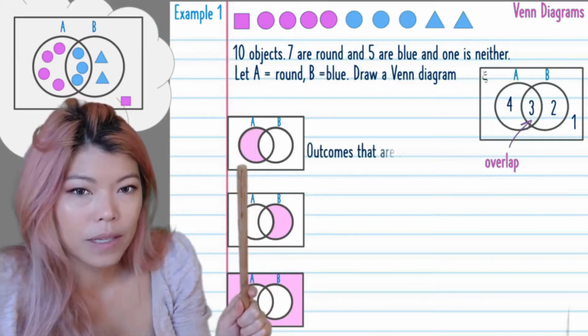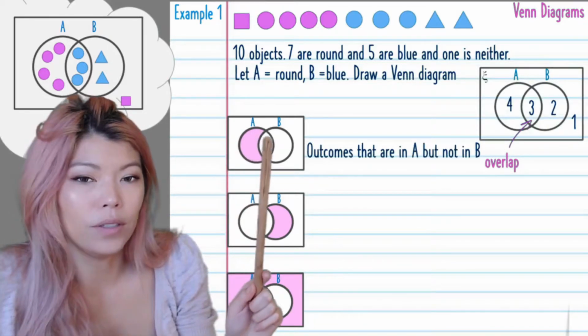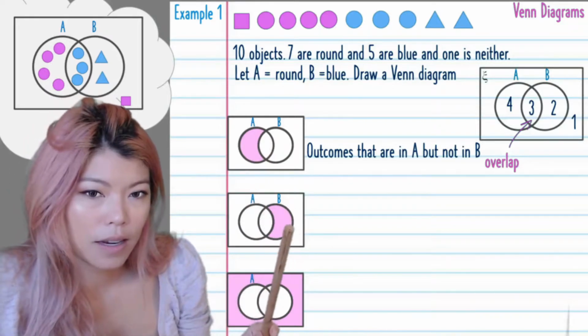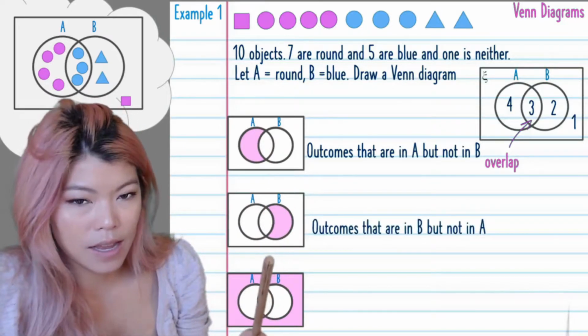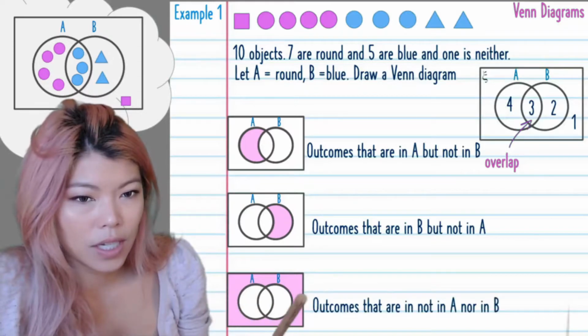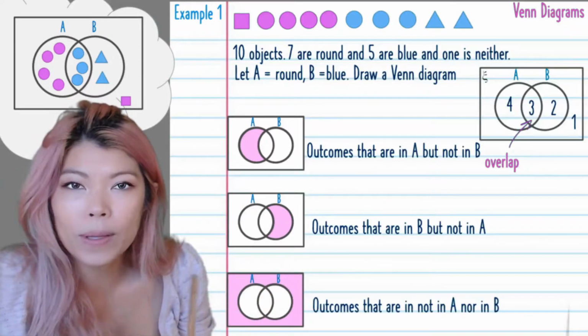So when we describe this side, we're saying A, but not in B. Whereas this side is B, but not in A. And this is not in A and not in B. How would you represent this?